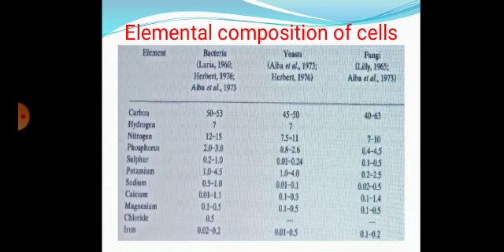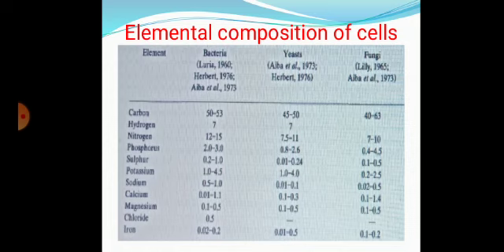A bacterial cell is made up of 50% of carbon, while yeast is made up of 45% of carbon. Bacteria is made up of 7% of hydrogen, and similarly bacteria is made up of 12 to 15% of nitrogen. Here you can see a lot of difference. Yeast is made up of 7.5 to 11% of nitrogen. That means, what do you understand? For example, if I take nitrogen, you can see clearly that bacteria requires more nitrogen than yeast.